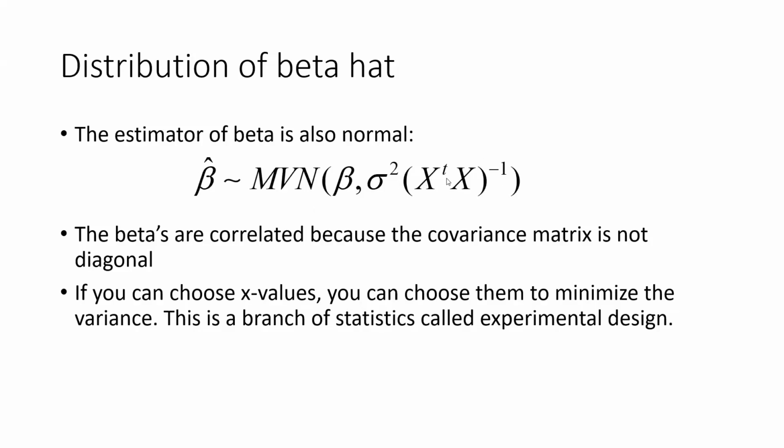So you can choose the x values to minimize the variance, and that is a branch of statistics called experimental design. Not what we do here, but this is one starting point in experimental design. I place my x values such that the variance of the resulting estimator is very small.